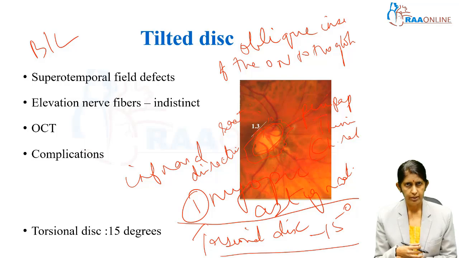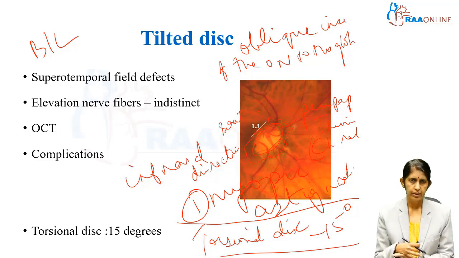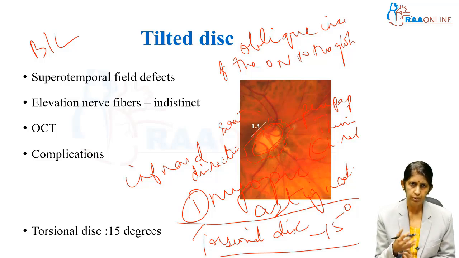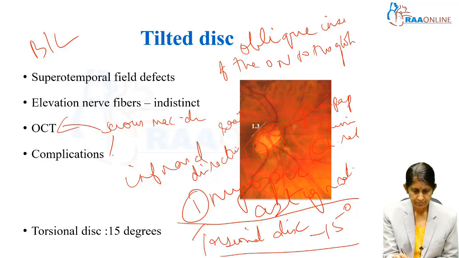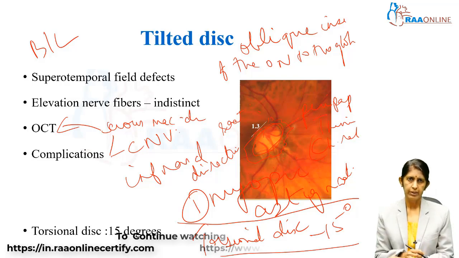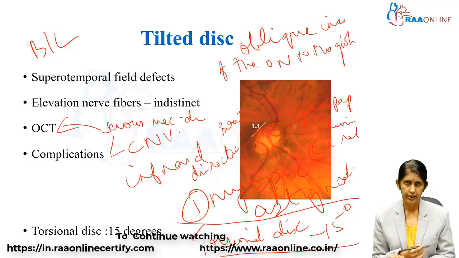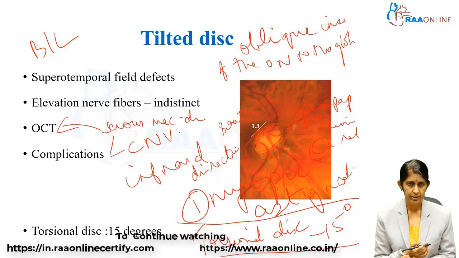And OCT is done in patients with tilted disc because you have to rule out two important complications. One is a serous macular detachment, which can be picked up with OCT. Another is choroidal neovascularization. So, both of these can be complications of a tilted disc, and that is when the patient can become seriously symptomatic.